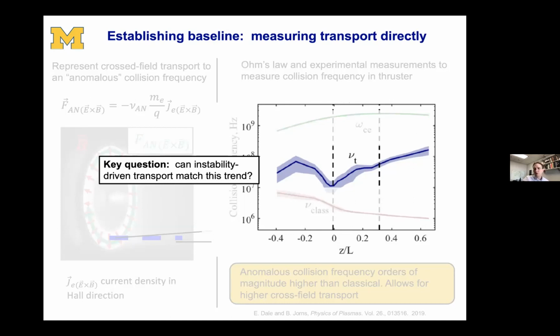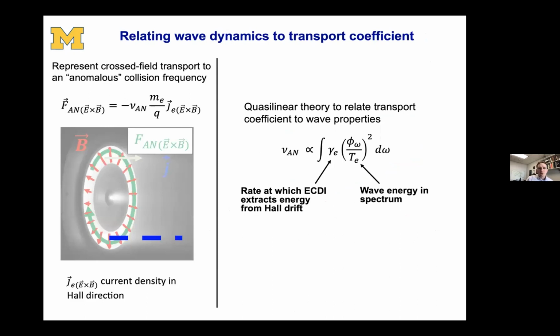The follow-on question was, can the existence of ECDI actually explain the transport, explain these trends in the curve? So to address that question, we actually had to take a closer experimental look at what's going on with the plasma turbulence associated with the ECDI in the thruster. And in turn, through just quasi-linear theory, you can come up with a formulation for how this transport coefficient should vary as a function of the properties of the waves. So that's what's shown here on the right-hand side, where it's an integral over the frequency spectrum of the waves.